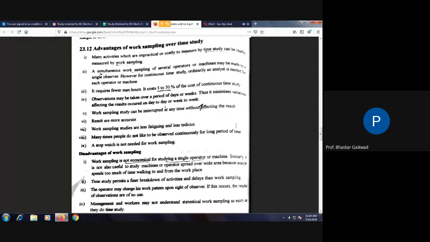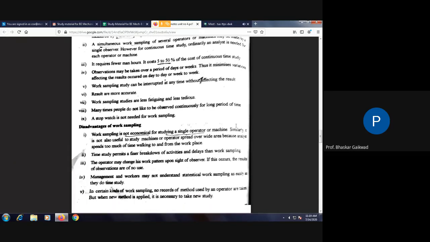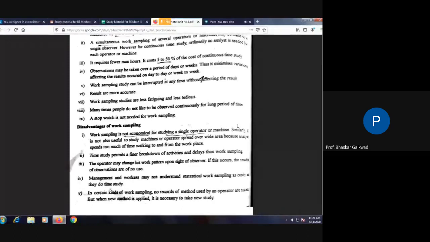If the operator's way of doing production gets changed, then there is no use of work sampling. Then management and workers may not understand the statistical work sampling as used in the time frame. This is actually a problem in our management system, because many times management and workers do not understand the standard deviation, the frequency of occurrence, mean, mode, etc. in work sampling.